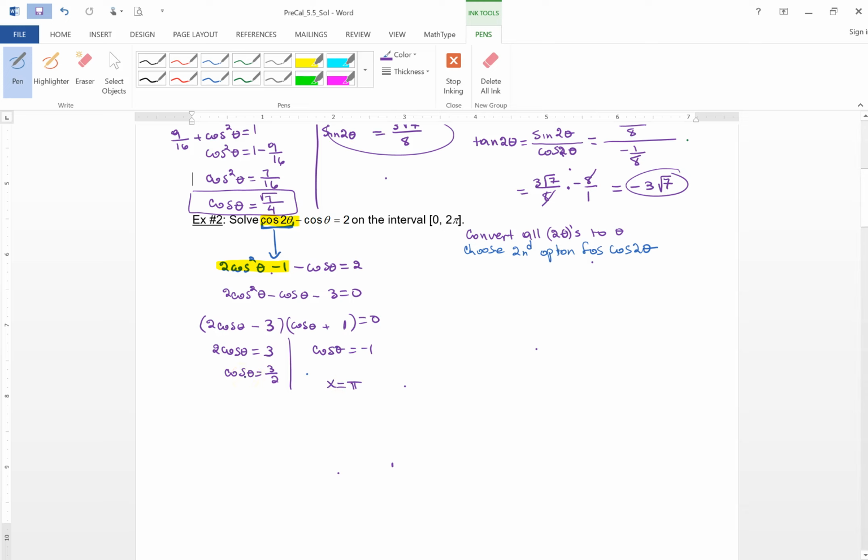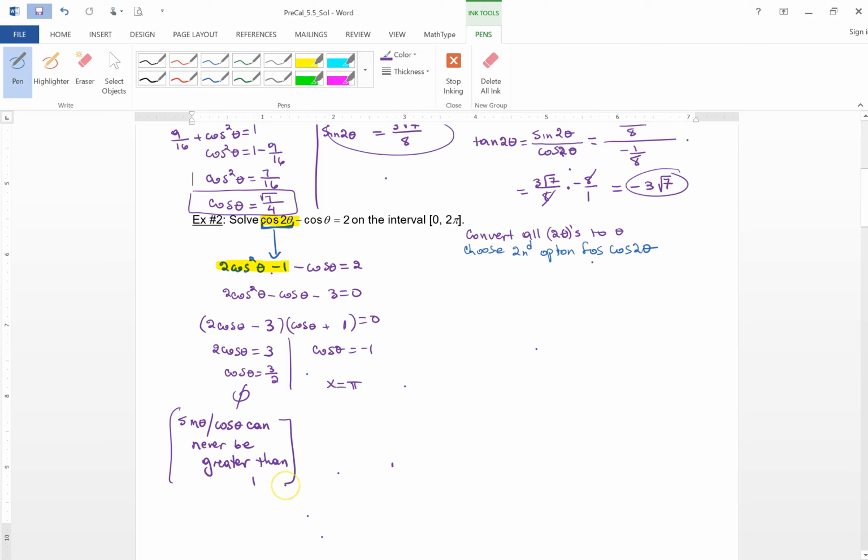Now here, where is cosine theta equal to 3 over 2, which is 1.5? Where is cosine equal to 1.5? What's the highest cosine values can go? 1. And what's the lowest they can go? Negative 1. So it can never go above 1. So this is no solution. Okay? Yeah, sine theta or cosine theta can never be greater than 1. Right.